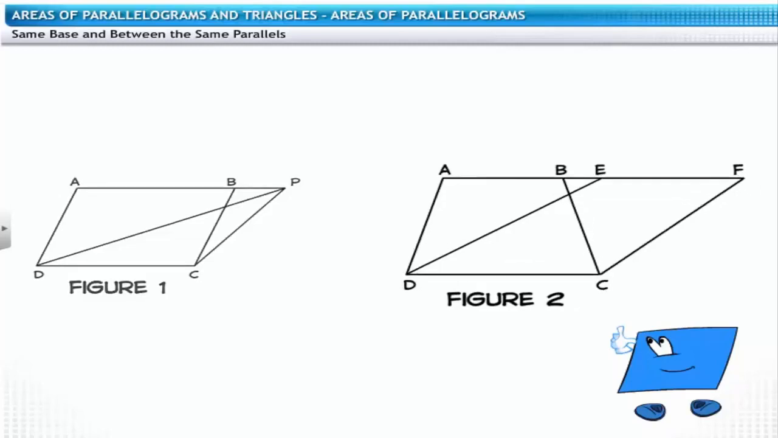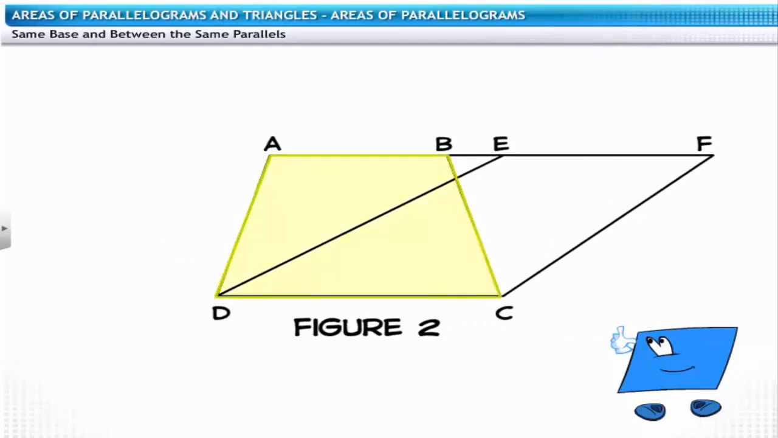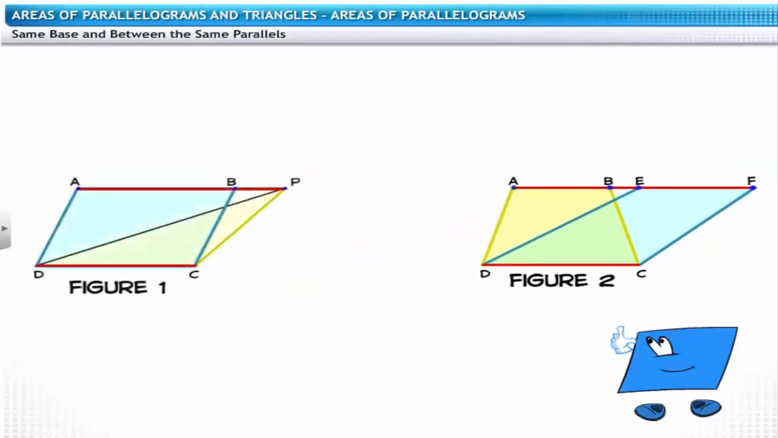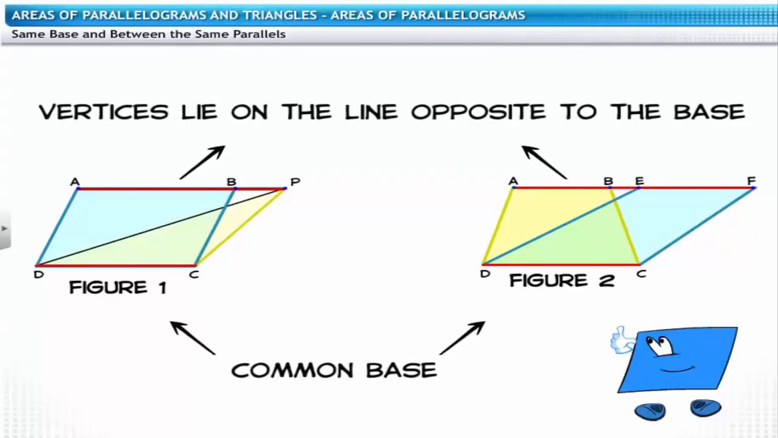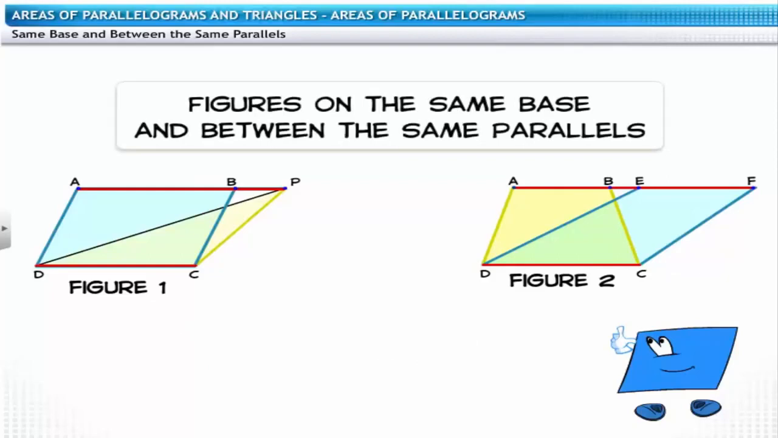Next, look at the second figure. Here the trapezium ABCD and the parallelogram EFCD are on the same base DC. The vertices A, B, E and F opposite to the base DC lie on the line AF, that is parallel to DC. In both the figures, we have polygons that lie on a common base and vertices that lie on the line opposite to the base. Such figures are said to be on the same base and between the same parallels.